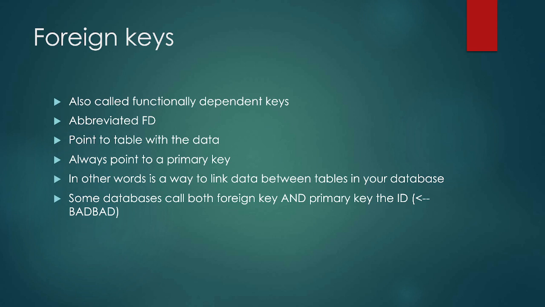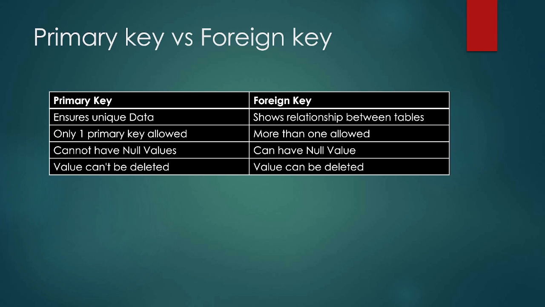Foreign keys you may also see as functionally dependent keys. They point to tables with the data. They will always point to a primary key. It's a way to link the data between the tables. You may see foreign keys and primary keys referred to as the same thing or as an ID, but that's not correct. Primary key is not the same thing as a foreign key. Foreign keys are how we are linking data between tables. Primary keys are the unique identifier for our record.